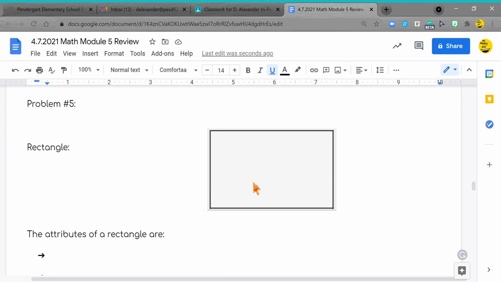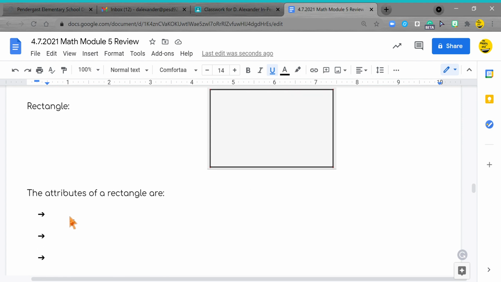Problem number 5, a rectangle. What are the attributes of a rectangle? Yes, 4 sides. Okay, 2 sets of parallel lines. Ooh, yes, 4 right angles.